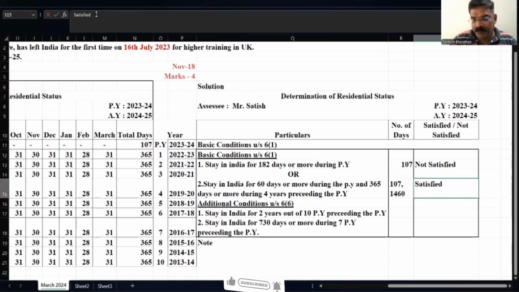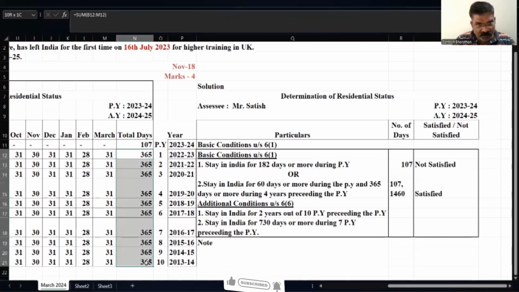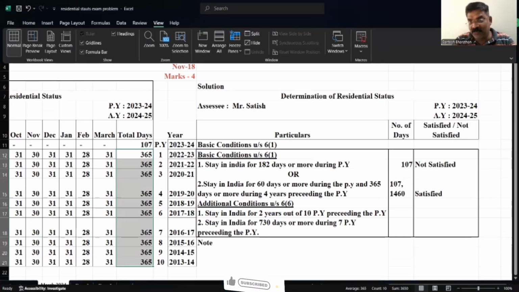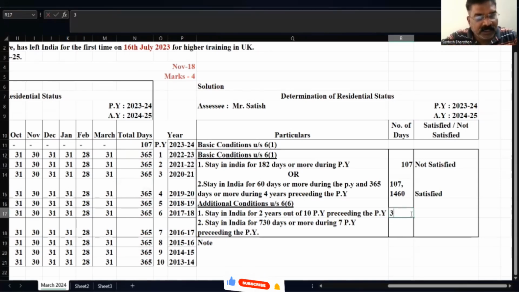Now we move on to the additional condition. Stay in India for 2 years out of the 10 previous years preceding the previous year. 2 out of 10. That means in the 10 years, from 22-23 to 13-14, his stay is more than 2 years. If I add up all, it comes to 3650 days. So he is satisfying the second additional condition.